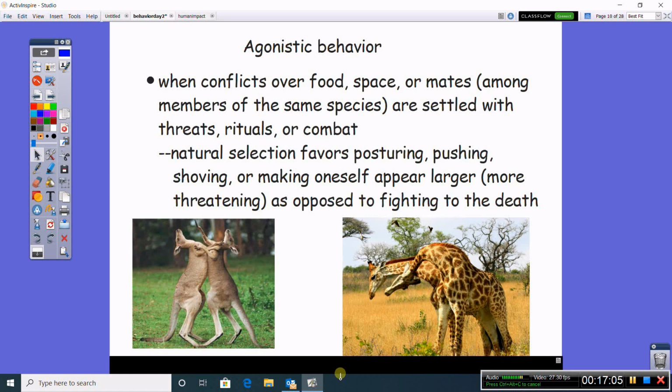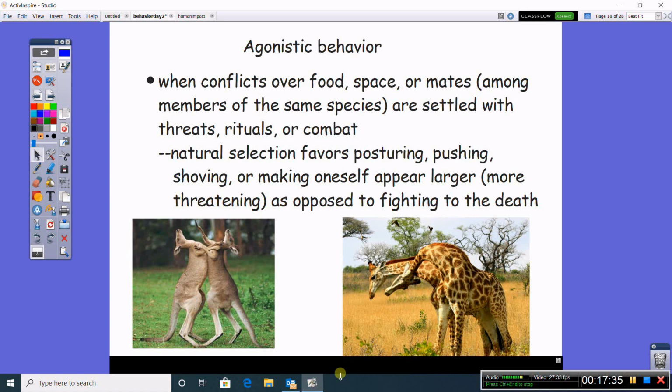Think about this in terms of natural selection, though. Natural selection's not really going to favor these animals fighting to the death. It's going to favor other ways of intimidating the other animal, but not going so far as to kill them. That's why we often see posturing, pushing, shoving, and animals that make themselves appear larger. All of those would be favored by natural selection as opposed to fighting to the death.